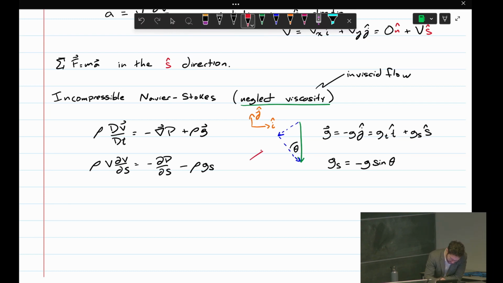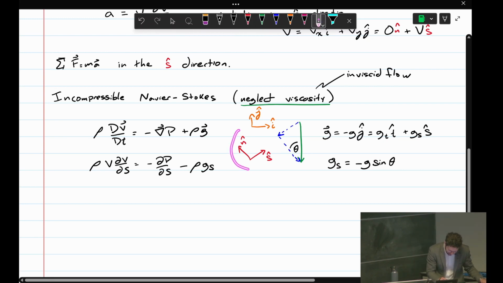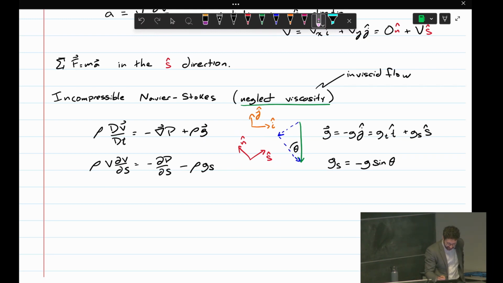Just as a reminder, our s hat would be like this, and our n hat would be like that. These are two different coordinate frames. We're used to gravity being downwards, and our tangential normal coordinate system is always tangential. So this is at one particular angle.